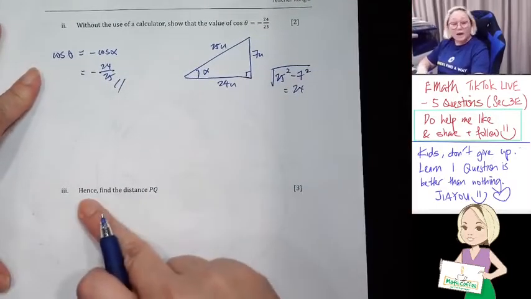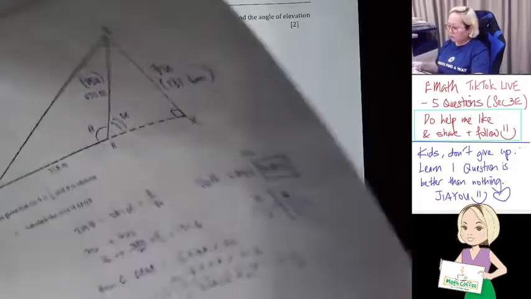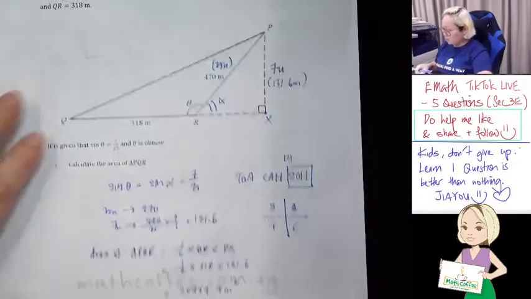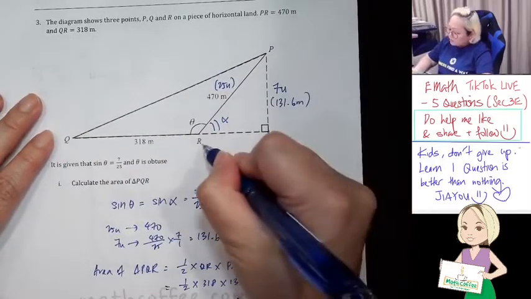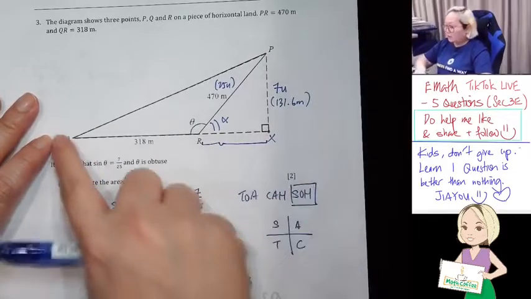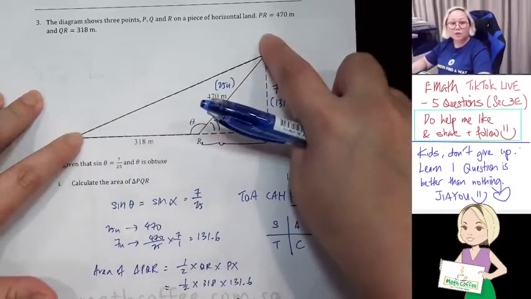Okay, next. Hence, find the distance PQ. Let's see. PQ, PQ, PQ. Where is my PQ? PQ is here. Okay, over here, this is a big right angle triangle, correct? I can actually use Pythagoras theorem to find my PQ.